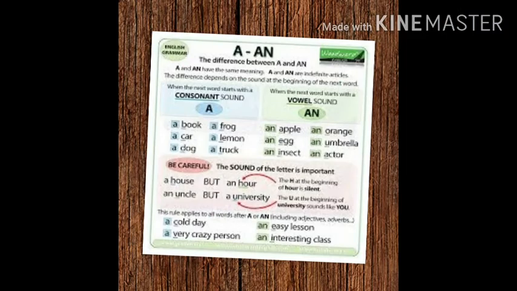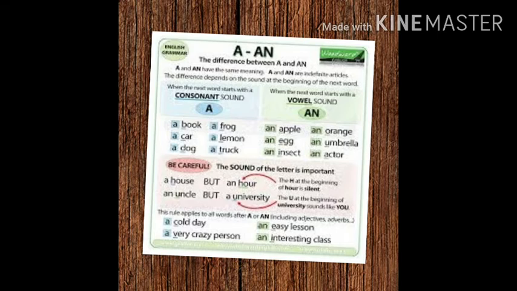Now, a or an, the difference between a and an. A and an have nearly the same meaning, and they both are indefinite articles. The difference depends on the sound at the beginning of the next word. When the next word starts with a consonant sound, then we use a. For example, a book, a car, a dog, a frog, a lemon, or a truck. Whereas on the other hand, when the next word starts with a vowel sound, then we use an. For example, an apple, an egg, an insect, an orange, an umbrella, an actor.